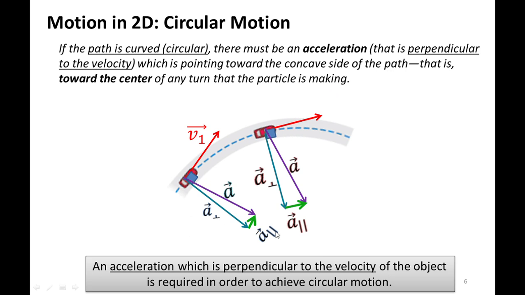So again, this one here, the acceleration that is parallel to the velocity, is not required to have a circular motion. However, this acceleration here, the one that is perpendicular to the velocity, is required in order to have a circular motion. And of course, this acceleration must always be pointing inwards, towards the center of this circular path, and you have to remember that. So an acceleration which is perpendicular to the velocity of the object is required in order to achieve circular motion.